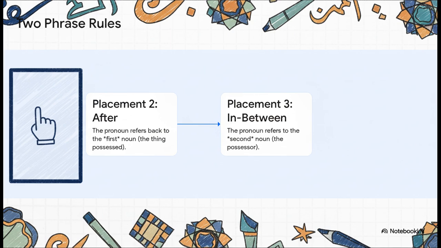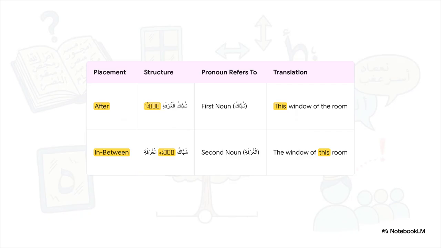But if you stick it in the middle, it points to and describes the second noun, the owner. Let's see exactly what that looks like. This table just lays it all out perfectly. Look at that top row. The pronoun haza comes at the very end, so it modifies shubak, the window. This gives us the descriptive phrase, this window of the room.